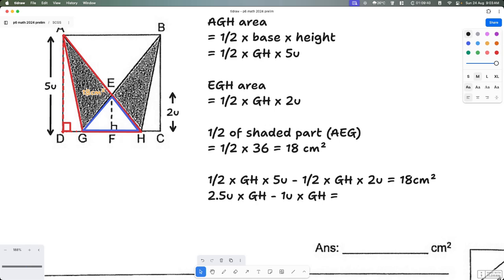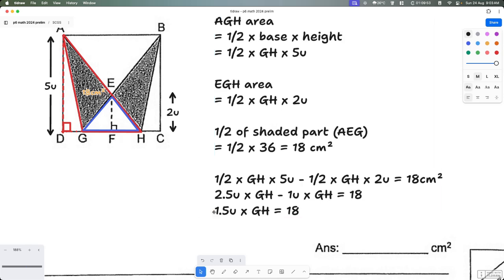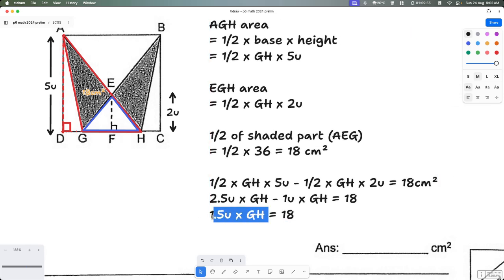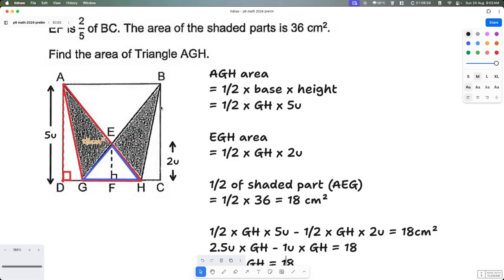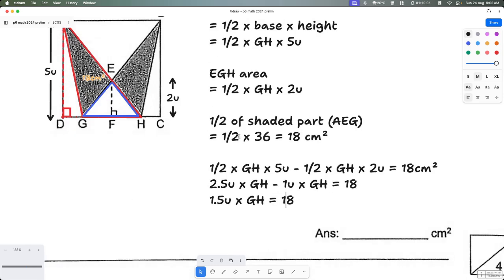So 2.5 times GH minus 1 times GH is basically 1.5 units times GH, which is equal to 18. We can actually write this down. So now we know that this is 1.5, and we want to know the AGH area.